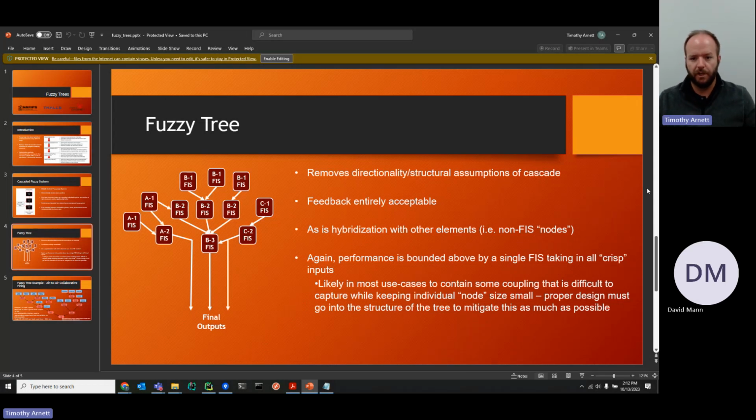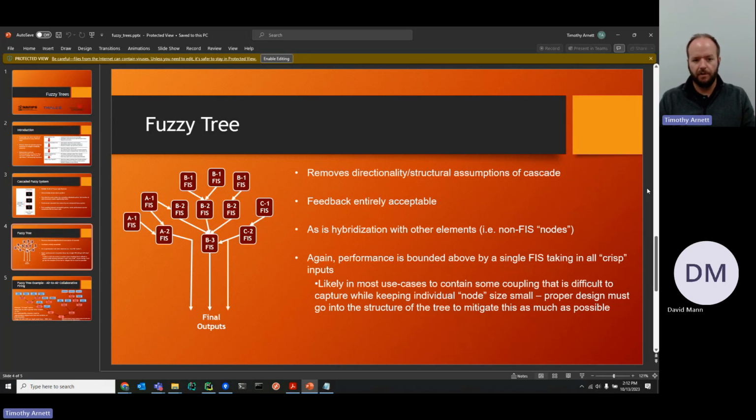Fuzzy trees were introduced to help mitigate that. They remove the directionality or structural assumptions of typical cascaded fuzzy systems. You can even have things like feedback. You can have lateral connections between FISs. You can also hybridize this much more easily with other systems, such that you can have different nodes that may or may not even be FISs.